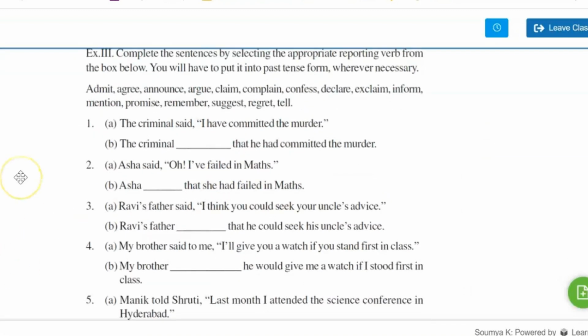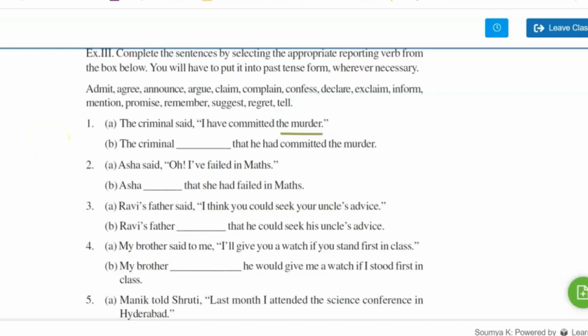Complete the sentence by selecting the appropriate reporting verb from the box below. These are the verbs, and you will have to put them into past tense form wherever necessary. So these words have to be converted to past tense and used in your sentences. Let's see how to do that.